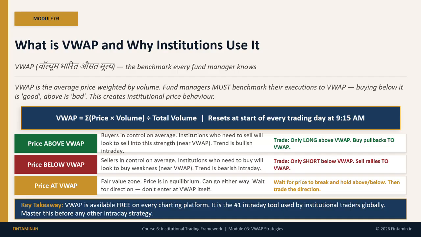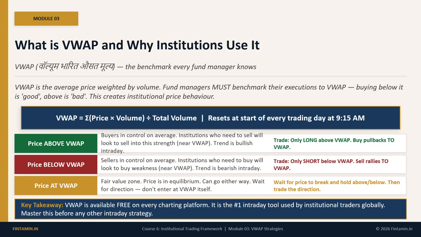Why do institutions care about VWAP? Because fund managers are evaluated against it. If a fund manager buys below VWAP, they got a better than average price. If they bought above VWAP, they overpaid. This creates a self-reinforcing dynamic. Institutions want to buy below VWAP and sell above VWAP. This institutional behavior makes VWAP a support level when price is above it and a resistance level when price is below it.